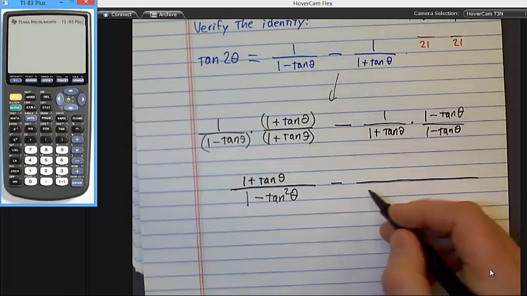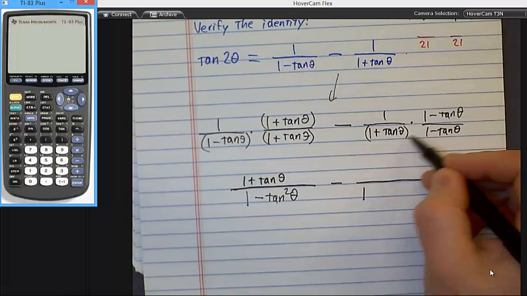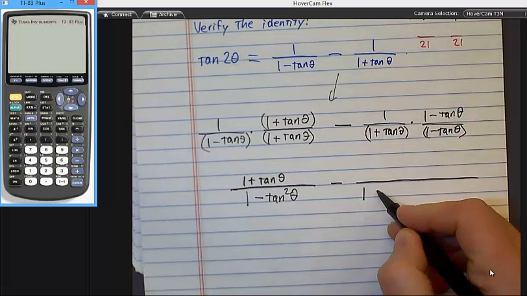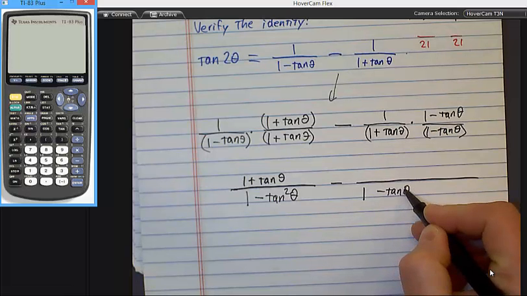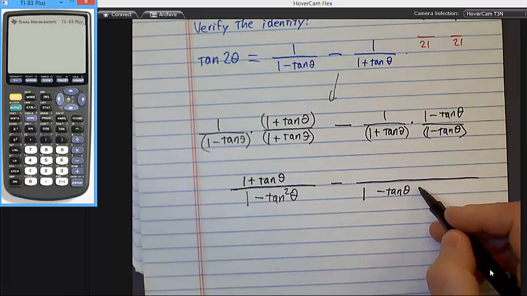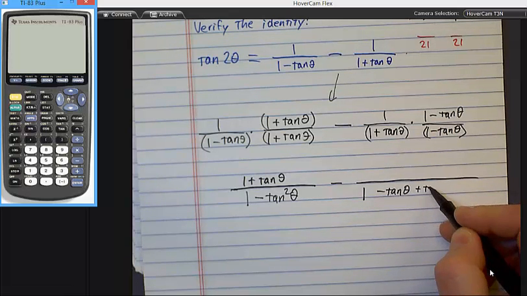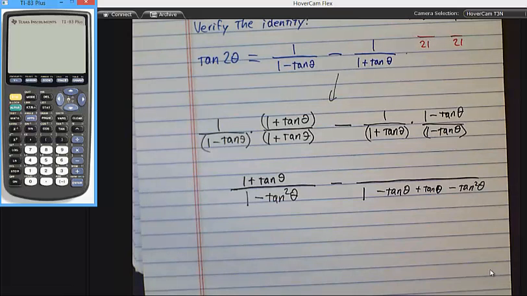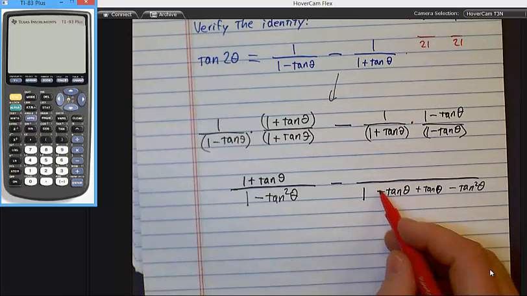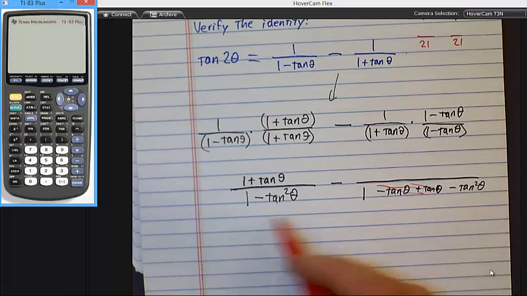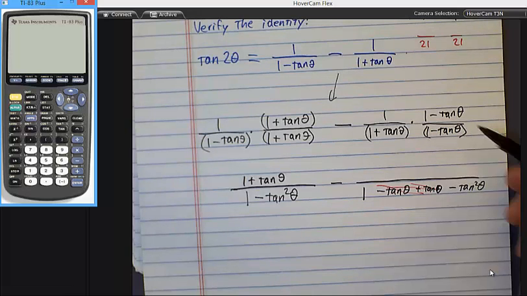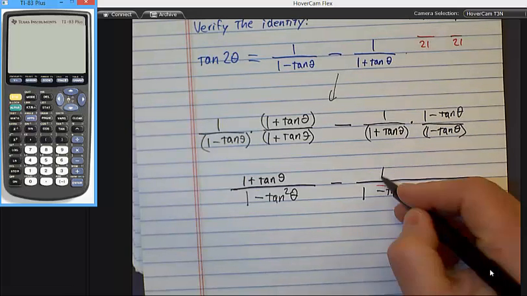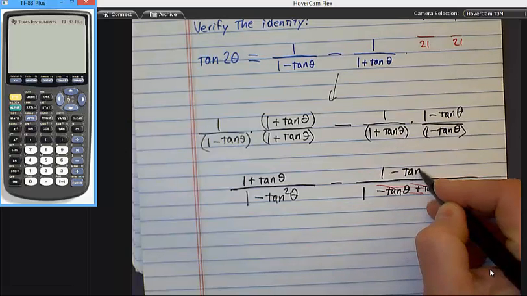Because you get 1, right? You're doing first, outer, inner, last. You get minus tangent theta, but then what's the very next thing you get? Plus tangent theta, and then you get minus tangent squared theta. So do you guys see how that works? In your denominator, you get rid of these, you just get 1 minus tangent squared theta. And up here, what's 1 times 1 minus tangent? It's 1 minus tangent theta.